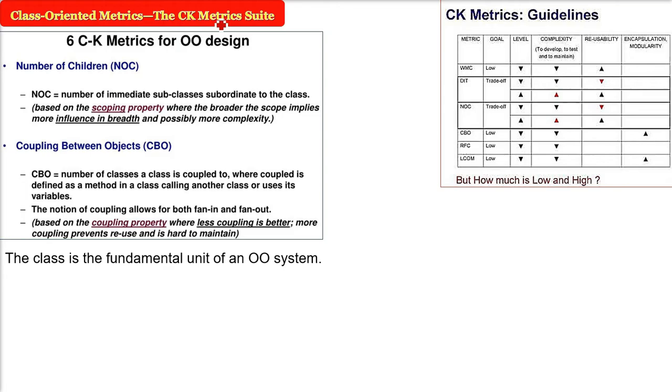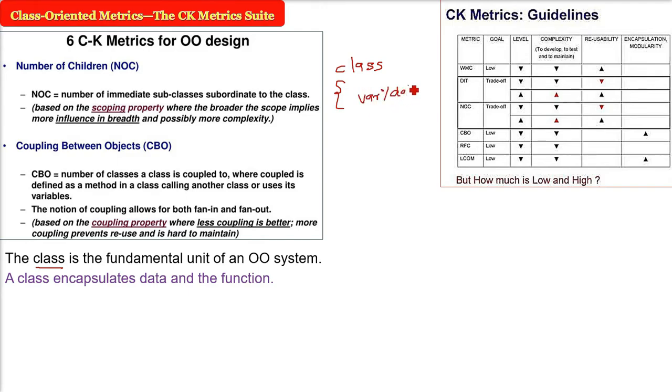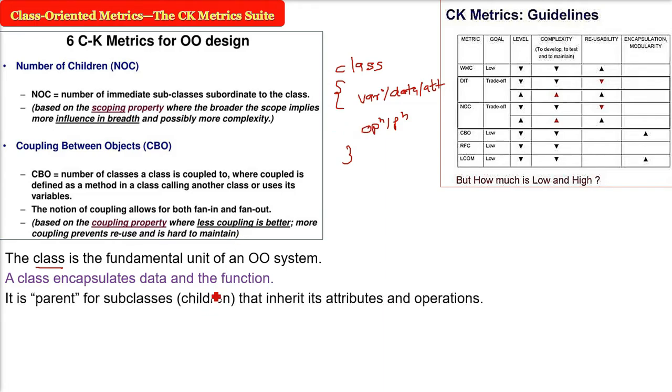The CK metrics suite, which is a class-oriented metrics suite. In an object-oriented design, the class is the fundamental unit of an object-oriented system, because when we make a class, then we make objects. A class is encapsulating what? Data or attributes. And then we have functions. The functions are going to manipulate or work on this data. This can be an operation, a function, or a procedure. So a class will encapsulate these.